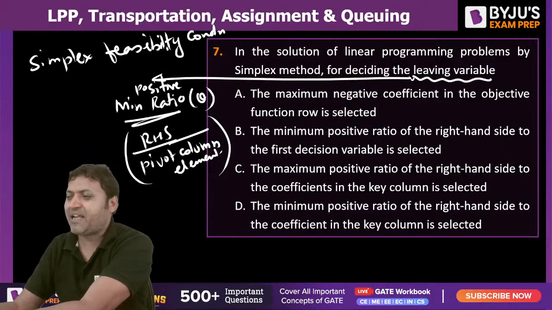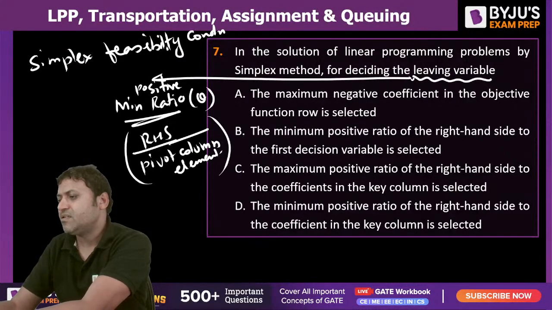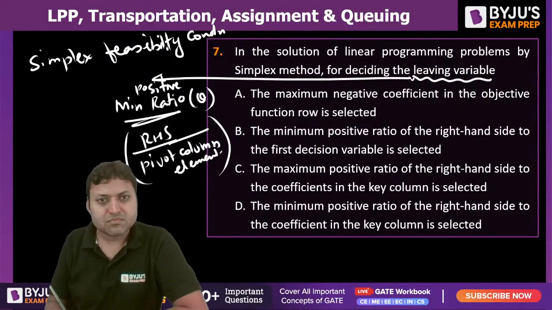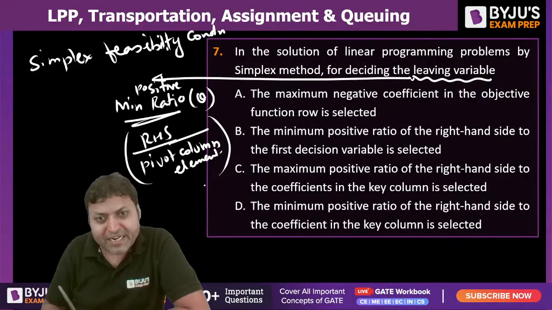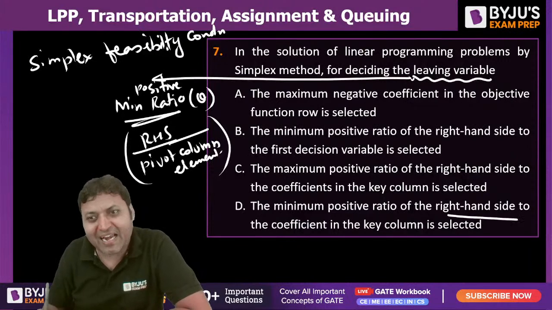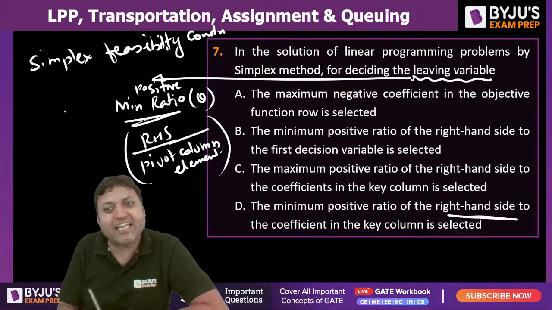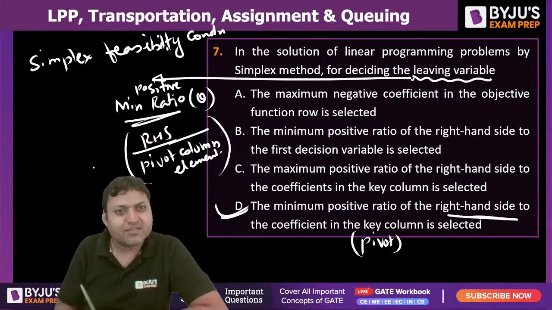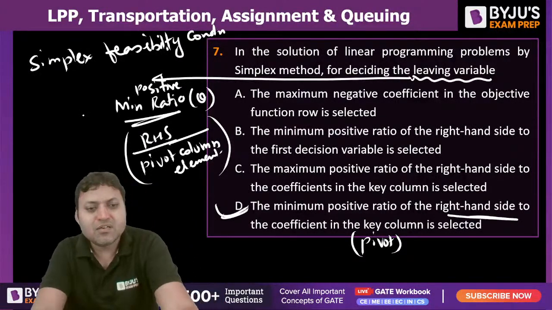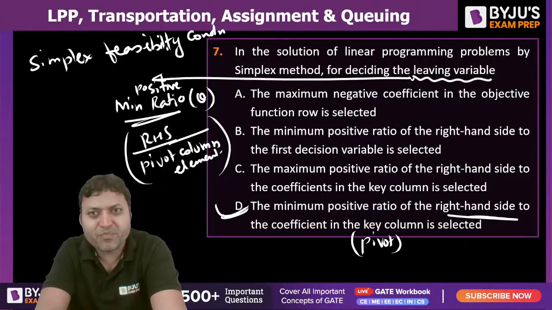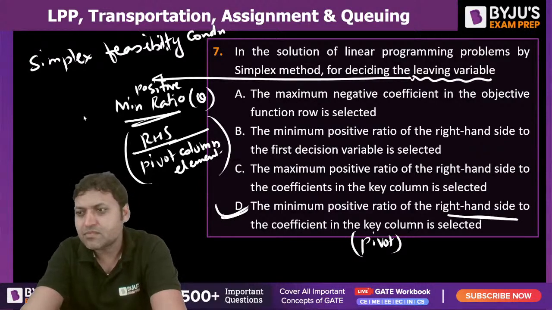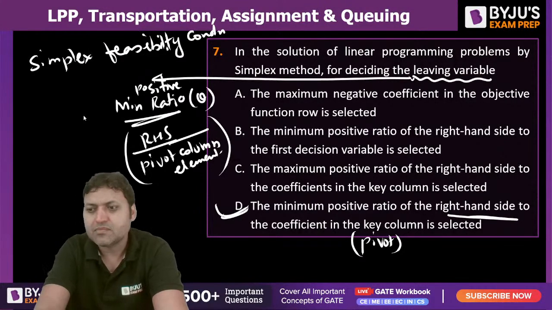Right? Now let me explain. So it is the minimum positive ratio of the right hand side to the coefficient in the key column. Key means pivot column. Option D. Just a second, let me explain.